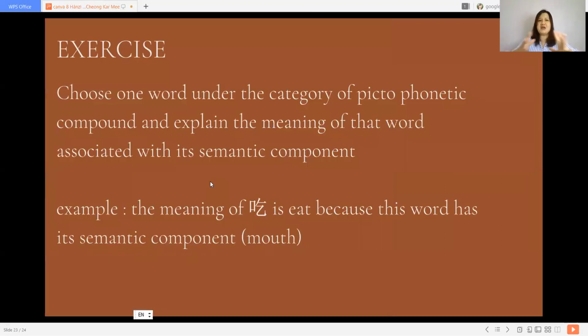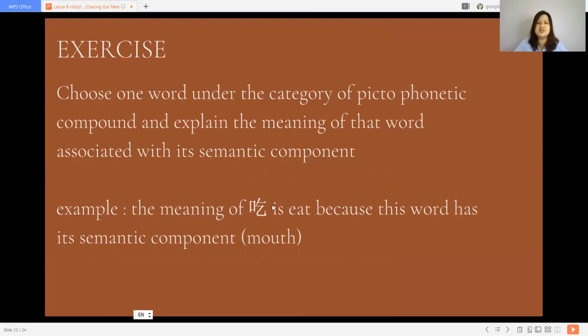Now I prepare an exercise for you to test your understanding. Please choose one word under the category of pictophonetic. Remember, we just mentioned this before. Pictophonetic words are those with two components: one is the sound component, another is the semantic component. After you choose that particular word, you have to explain its meaning in association with its semantic component. I just provide you with an example right here. For example, now I want to choose this word.